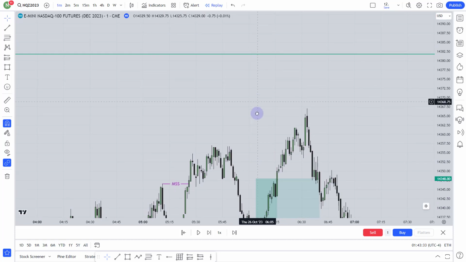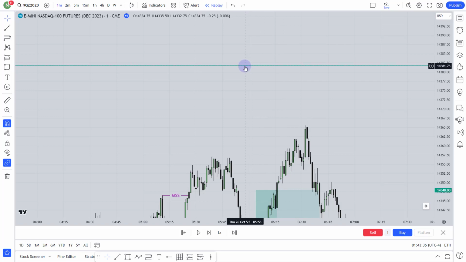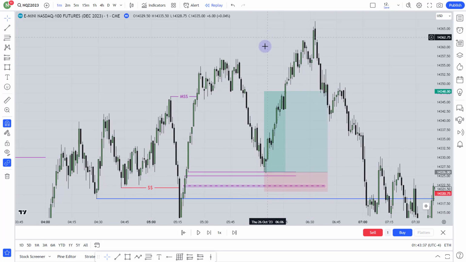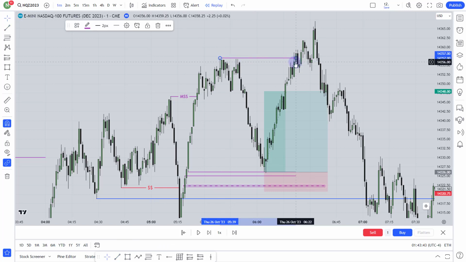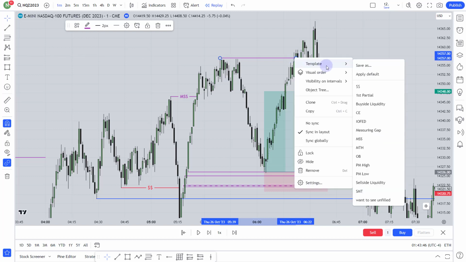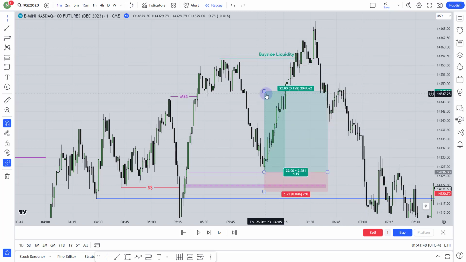And now, where will you target? Will you target the 15-minute buy side liquidity? No, you will look for the buy side liquidity from the 1-minute chart now. So I can see these are the relatively equal highs. So this is my buy side liquidity right now. So I will look for this buy side liquidity.